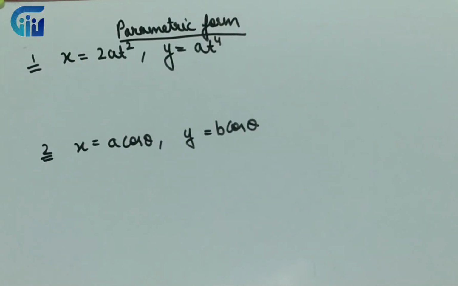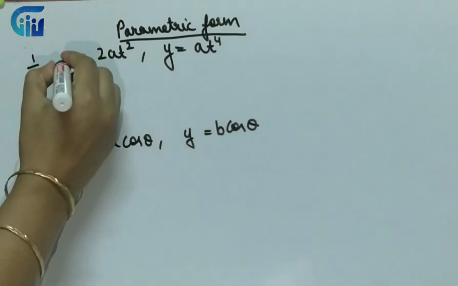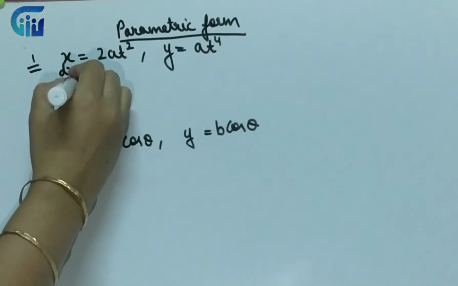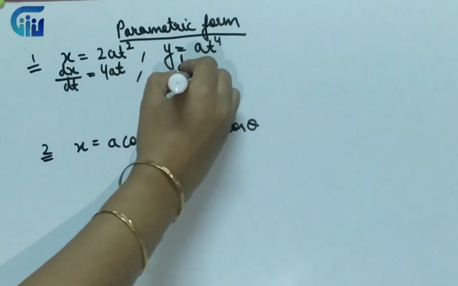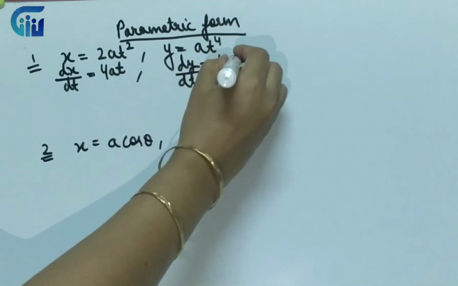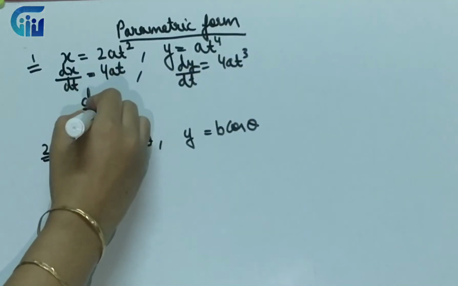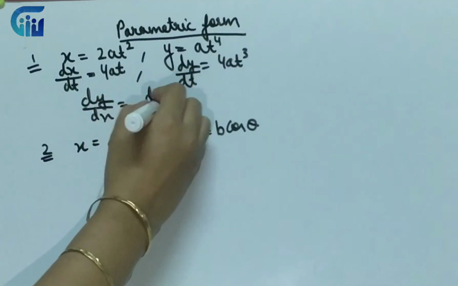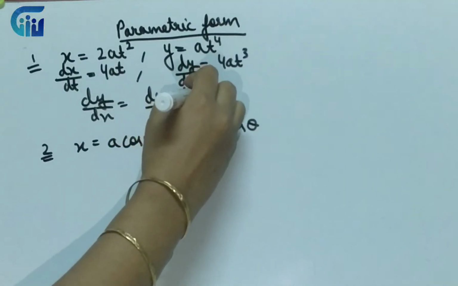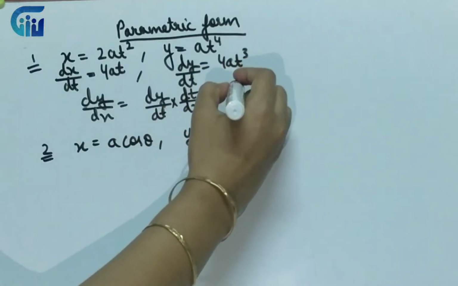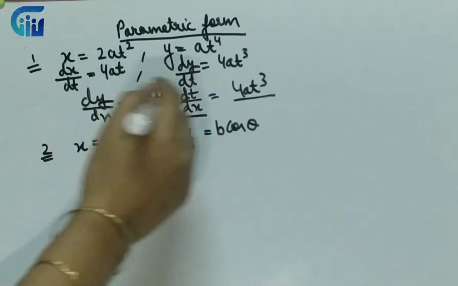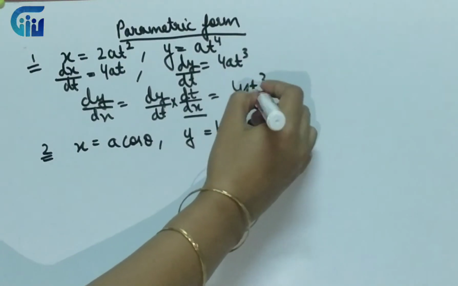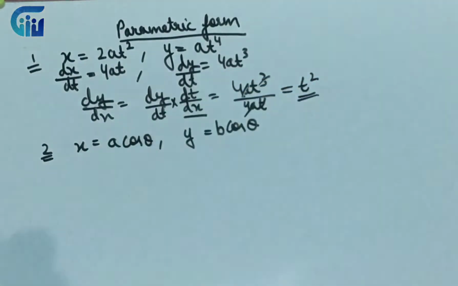Now we have to find dy by dx. For the first part, I will differentiate x with respect to t. So we will find dx by dt, it will be 4at. Then I will find dy by dt, it will be 4at cube. Now to find dy by dx, I will write dy by dt into dt by dx, as we used to do in chain rule. So this will come out to be 4at cube, and dt by dx is the reciprocal of the first part, so it will be 1 upon 4at. So this will get cancelled. My answer will be t square. So that is the derivative of y with respect to x.